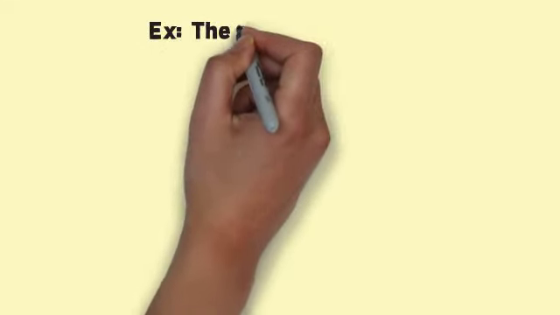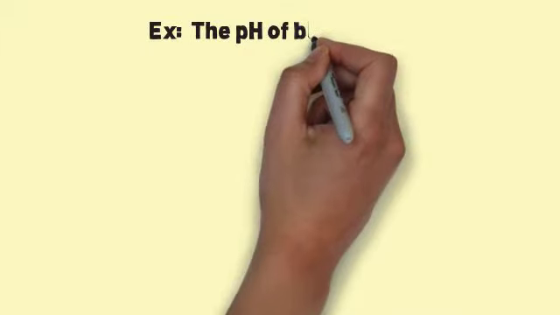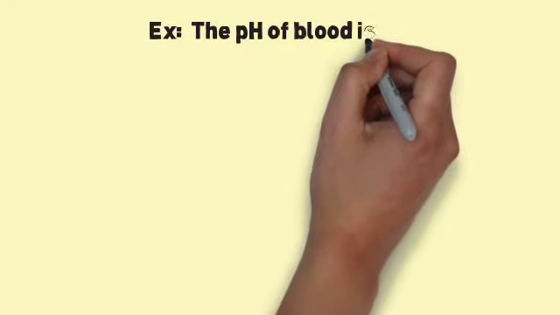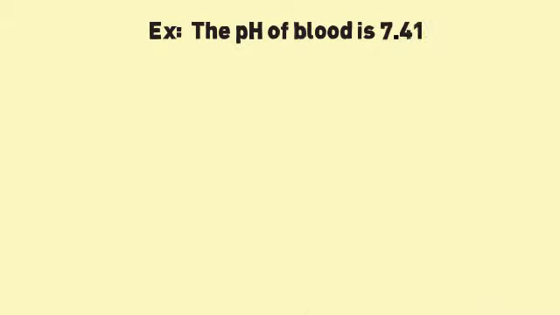So let's just go right to an example here. The pH of blood, no blood, is 7.41. And it never wavers, by the way. If you're alive, it's 7.41.